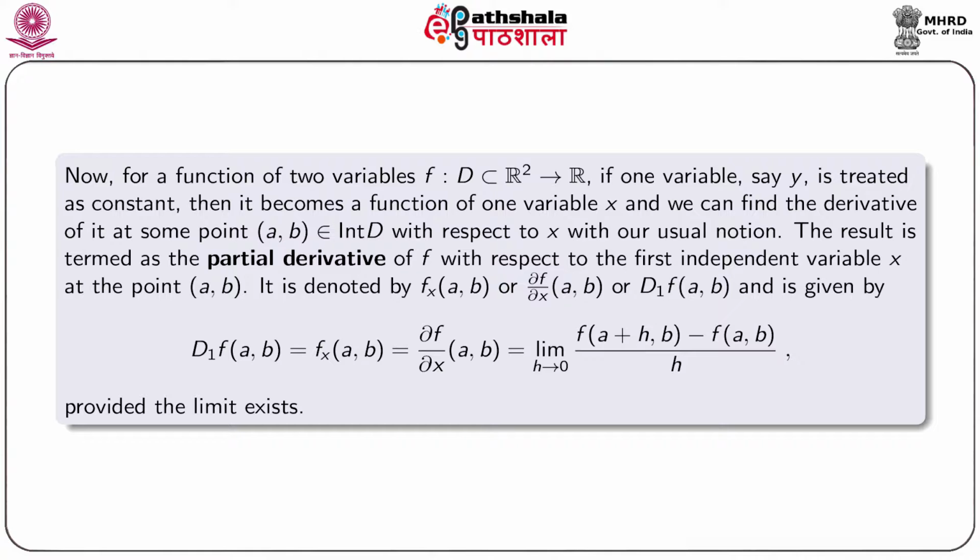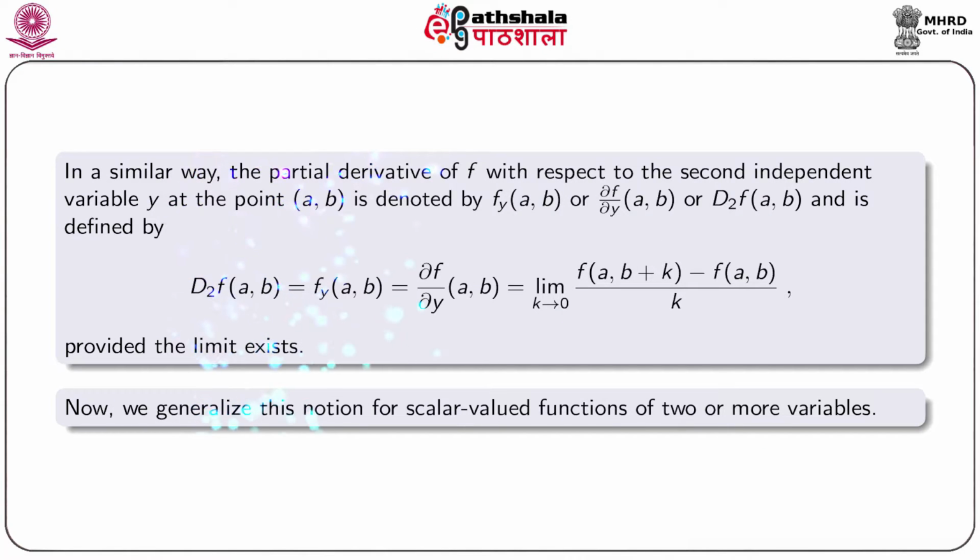If the limit exists, we denote this by f x at (a, b) or del f del x at the point (a, b) or D1 f at the point (a, b). So, del f del x at the point (a, b) or D1 f at the point (a, b) is the limit of f of (a plus h, b) minus f of (a, b) divided by h as h approaches 0, provided the limit exists.